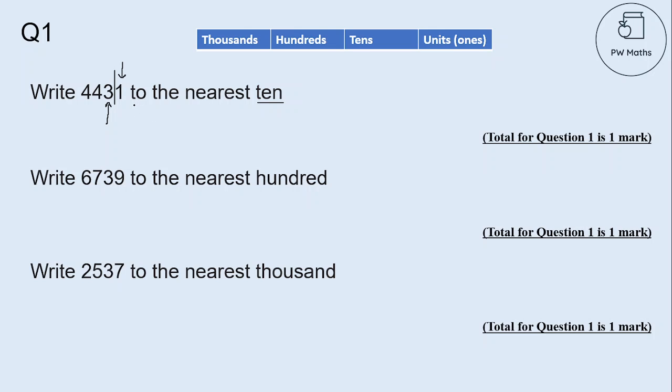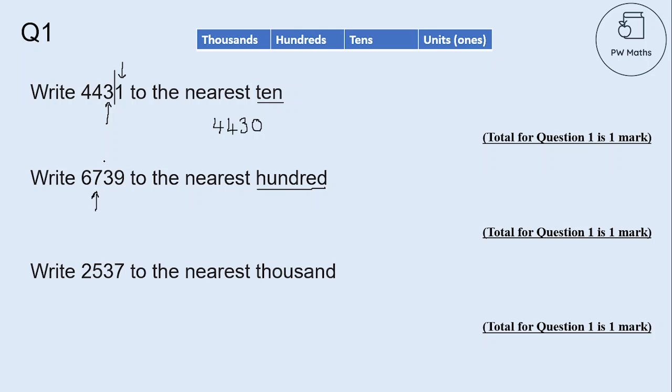If that number is greater than 5, it's going to round up. If it's less than 5, it's going to round down. The other thing that we can think about is, is this number here closer to 30 or is it closer to 40? Well, it's definitely closer to 30. So my number to the nearest 10, 4,430.